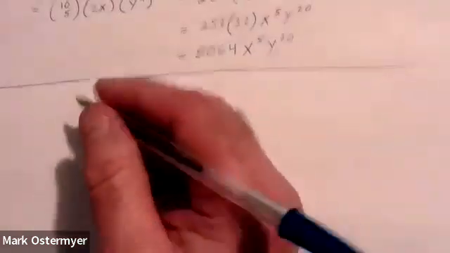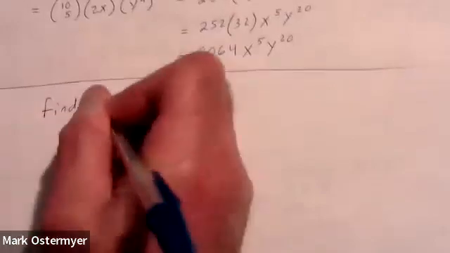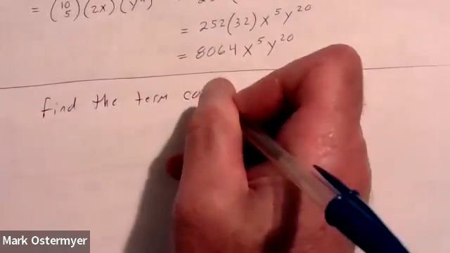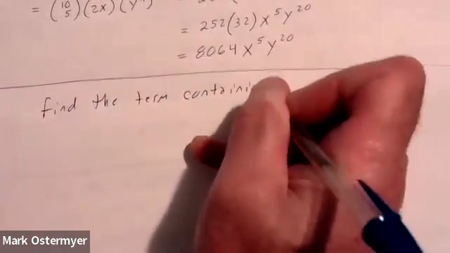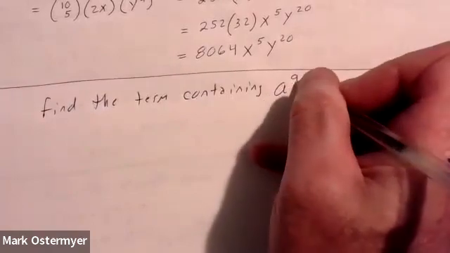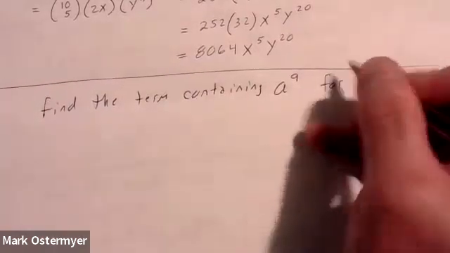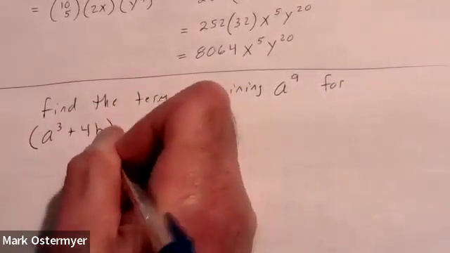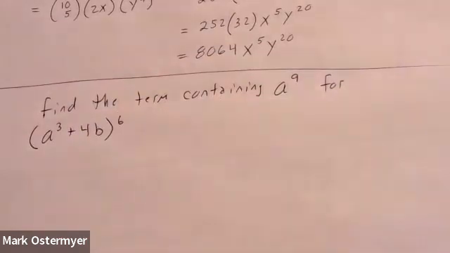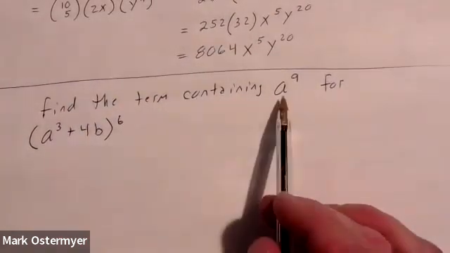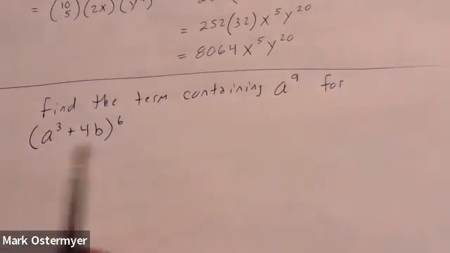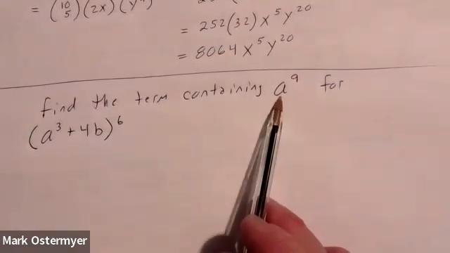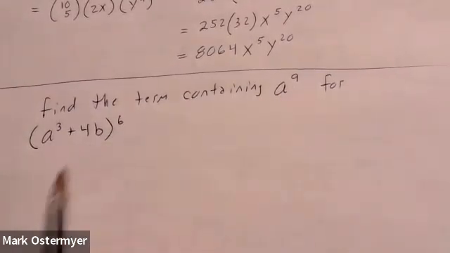Another problem says this: find the term containing a to the 9th power for the binomial expansion a cubed plus 4b to the 6th power. So that's what we want to do. We want to find a term that contains a to the 9th power for this expansion. I just want one term, the term that contains a to the 9th power. I don't want the complete expansion of this, okay?